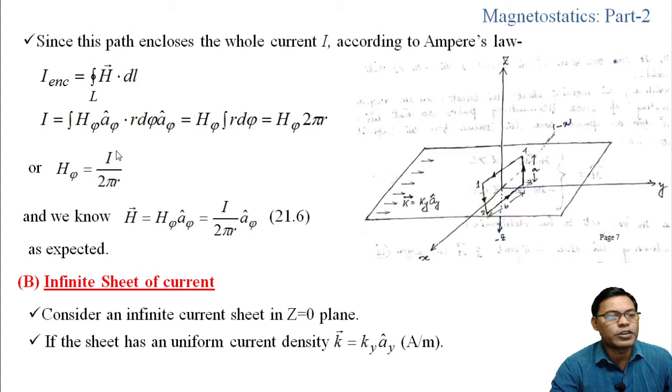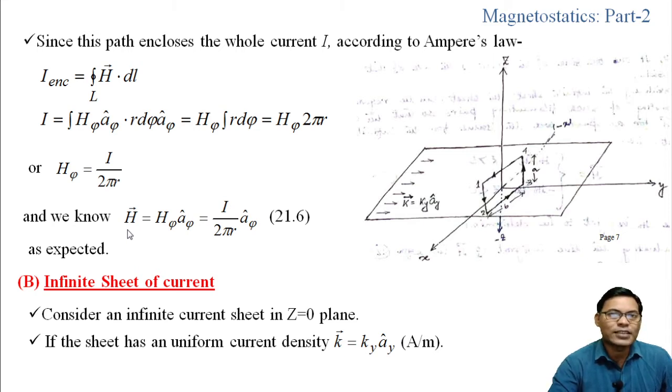Now H phi will be equal to I divided by 2 pi r, and we know that H is a vector and H equals H phi a phi. If we put the magnitude of H in this expression, we get I by 2 pi r a phi, as expected, because using the Biot-Savart law for the infinitely long current carrying conductor we saw that the magnetic field intensity H equals I by 2 pi r a phi. But here you can see how easily we have calculated the magnetic field intensity H, provided the current distribution is symmetric.